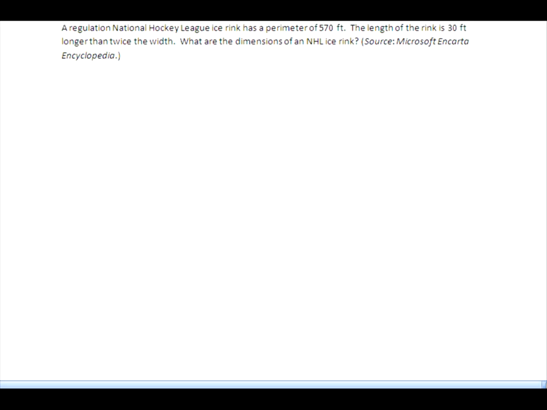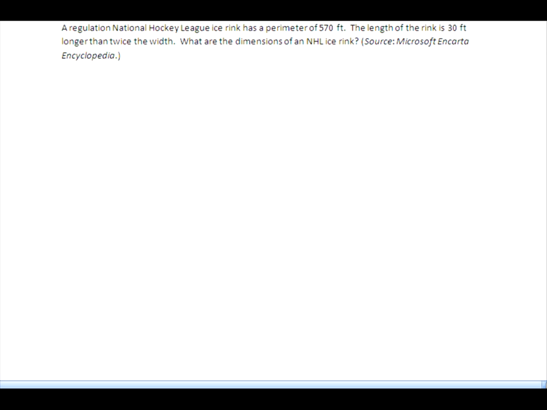Okay, in this particular problem, I'm going to do a word problem with two variables. So we're going to set up a system of equations with two variables. And in this particular problem, it reads that a regulation National Hockey League ice rink has a perimeter of 570 feet. The length of the rink is 30 feet longer than twice the width. What are the dimensions of the NHL ice rink?